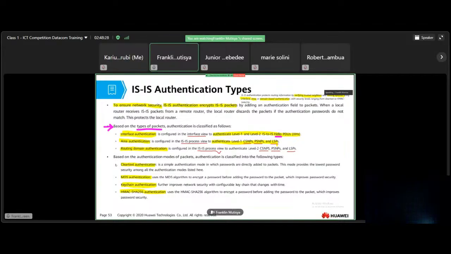So the methods that we have for authentication include clear text authentication, MD5 authentication, keychain authentication, and HMAC-SHA256 authentication. These are the ones that are supported.